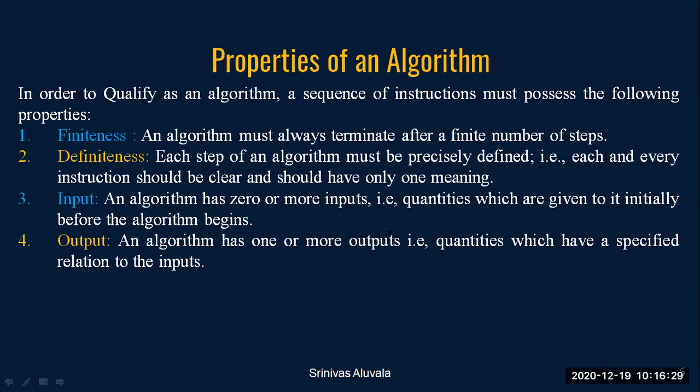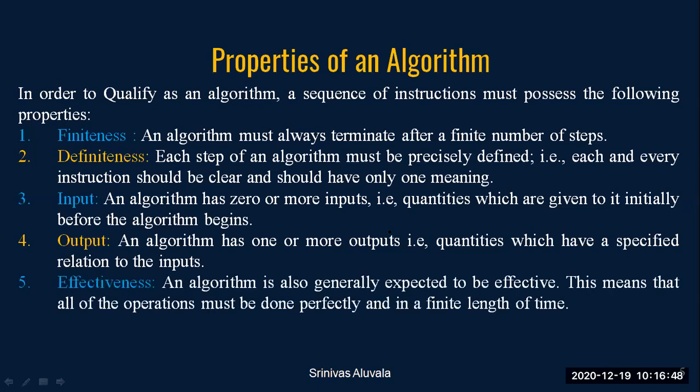The number of steps can be 2 steps, 3 steps, or 4 steps. One algorithm can end in 5 steps, one can end in 10 steps, one can go for ending in 100 steps. But it should end at some point. It should have a termination. That's what I am saying. Then it's called an algorithm.